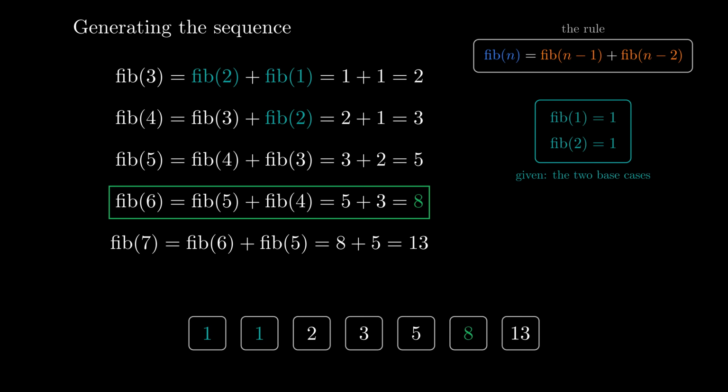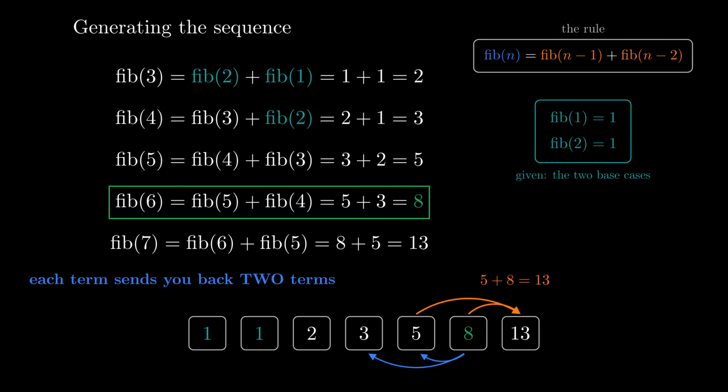That is the sequence we all know. 1, 1, 2, 3, 5, 8, 13. Each new term is just the sum of the two before it. And notice that computing any term sends you back to two earlier terms. Keep that in mind. It is about to matter a great deal.